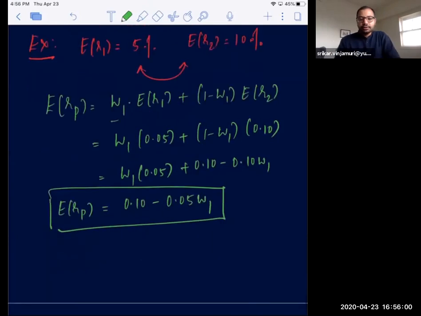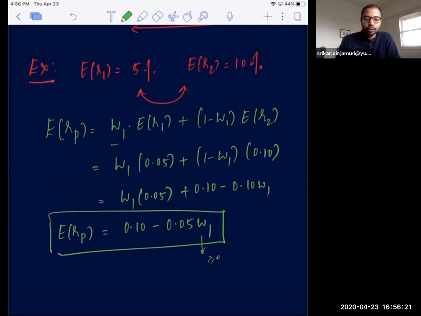So if I didn't allow for short selling, then W1 is constrained to be greater than or equal to 0, right? Then the maximum expected return on the portfolio I can generate is by setting W1 equal to 0, in which case I would have a 10% expected return. That is a basic way of saying don't invest anything in asset 1. W2 is 1, so W1 is 0 indicates that W2 is 1. Take all of your money and invest it in asset 2, and that will generate the highest possible return of 10%. That's all you can do in the case where there's no short selling.